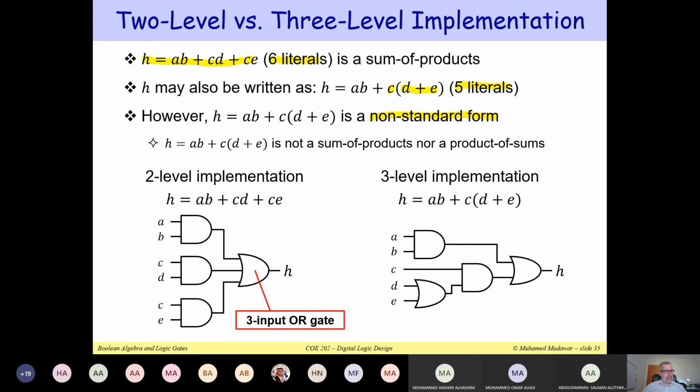So even though the total number of gates is the same, the difference is in the number of inputs to a gate. But in practice, in a more complex situation, you can eliminate many gates by going to a multiple level implementation, and the reduction in the cost will be very clear. Any other question about this? So we are done with this presentation about Boolean algebra and logic gates.